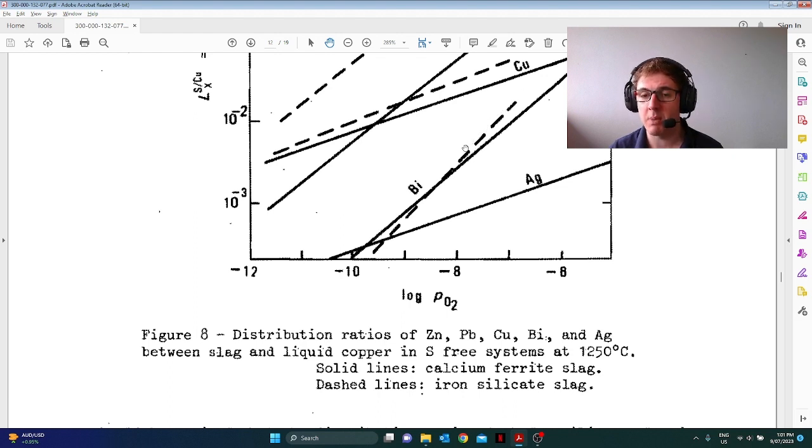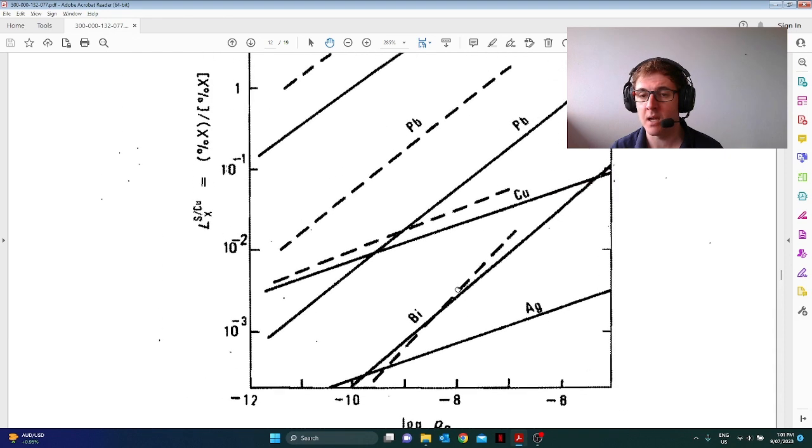But have a look at those papers by UQ if you're interested. They're quite good reads as well. But you can see here as well they've shown these two things. So one's the calcium ferrite slag, the other's an iron silicate slag.